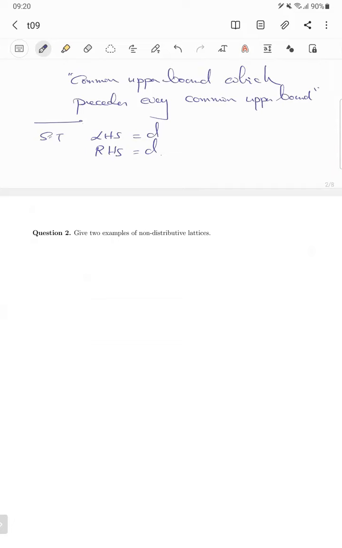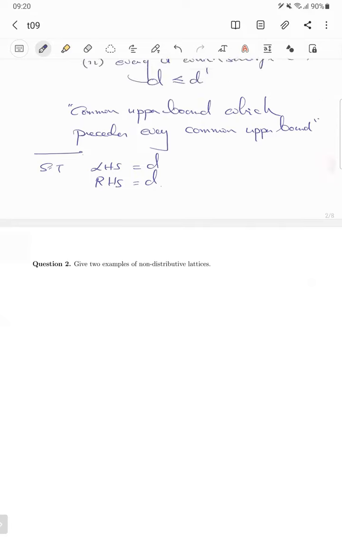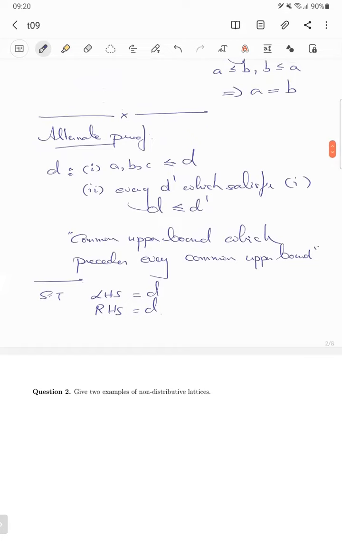Sir, why should it exist uniquely? Why should it exist uniquely? Yeah, why should it exist at all? That's a good question, because in the definition of a lattice, we only assume.